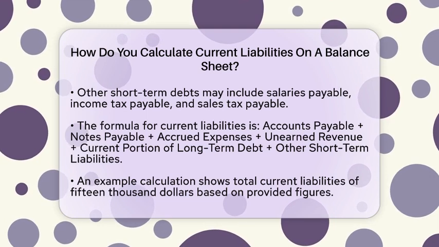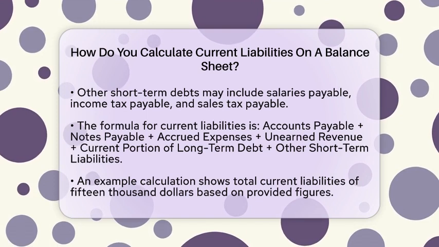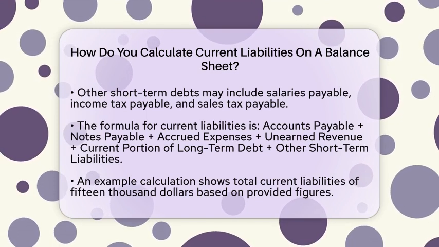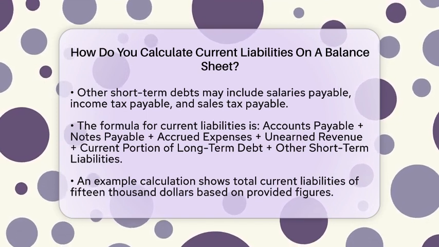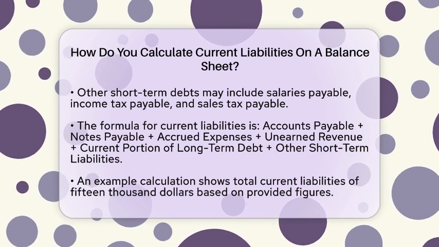For example, if a business has $5,000 in accounts payable, $3,000 in accrued expenses, $2,000 in notes payable, $1,000 in unearned revenue, and $1,000 as the current portion of long-term debt, you would add those amounts together. The total current liabilities would be $15,000.